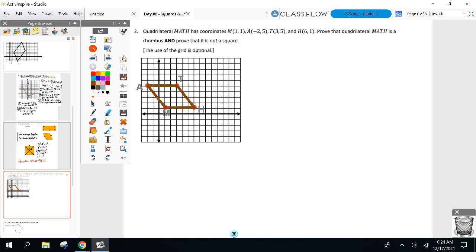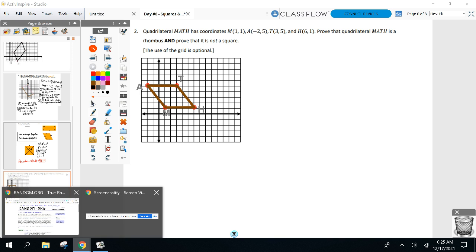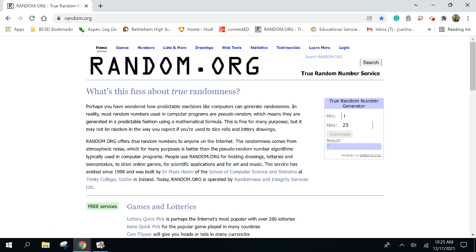All right, ready to roll? Got a graph? This is a 2-part question. First part, let's prove it's a rhombus. All right, how do we prove a figure is a rhombus? What property did we just show? The easiest one for us. How are we going to show this is a rhombus?